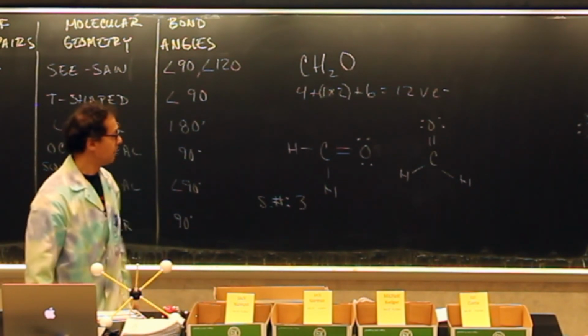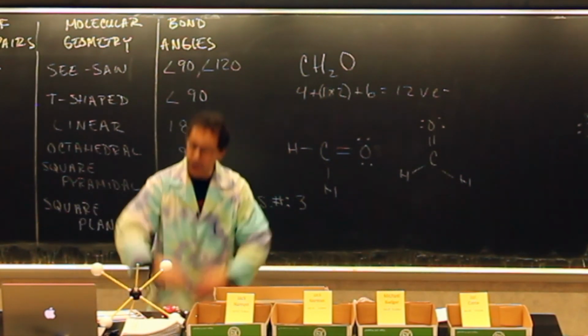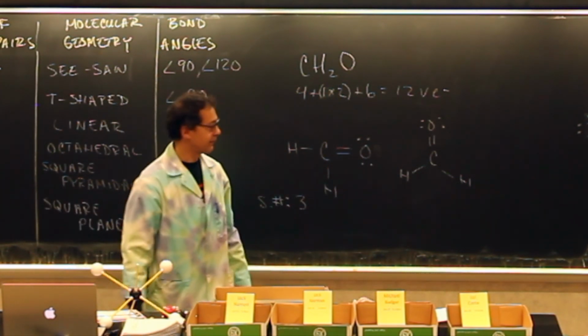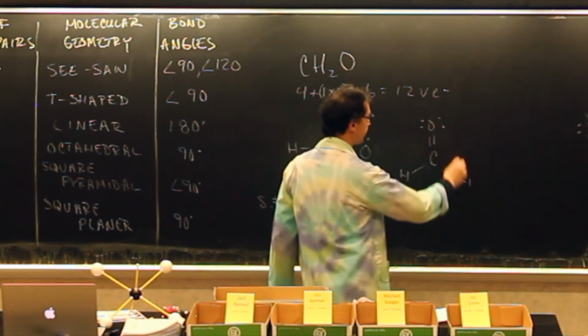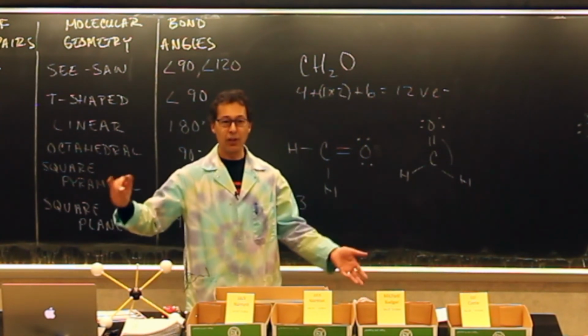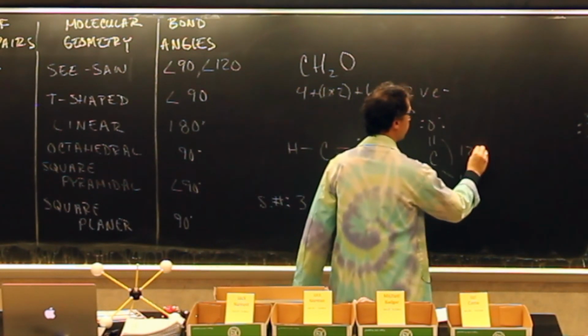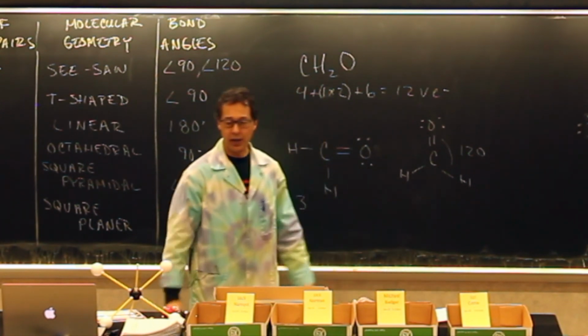All right, so my electron pair geometry, trigonal planar. My molecular geometry, trigonal planar. And then my bond angles. We'd expect it to be about 120 degrees. We'd expect it to be about 120 degrees.